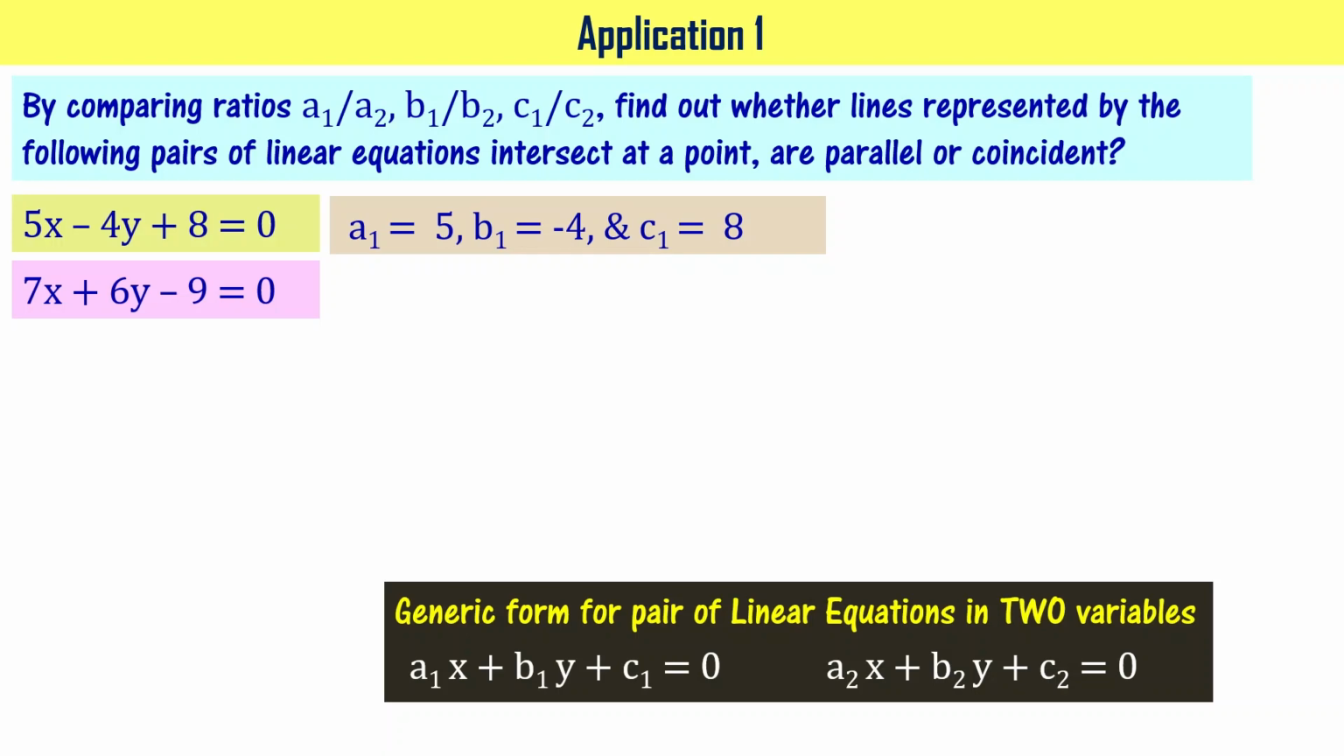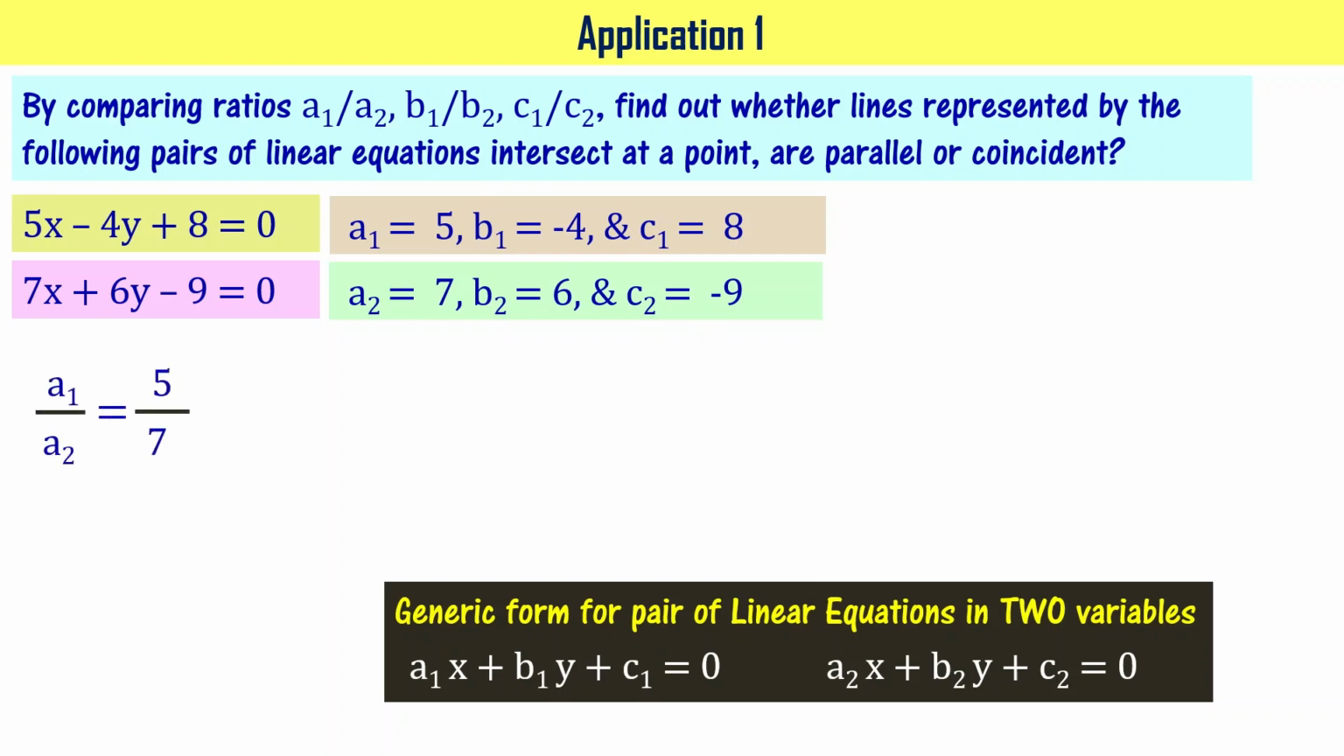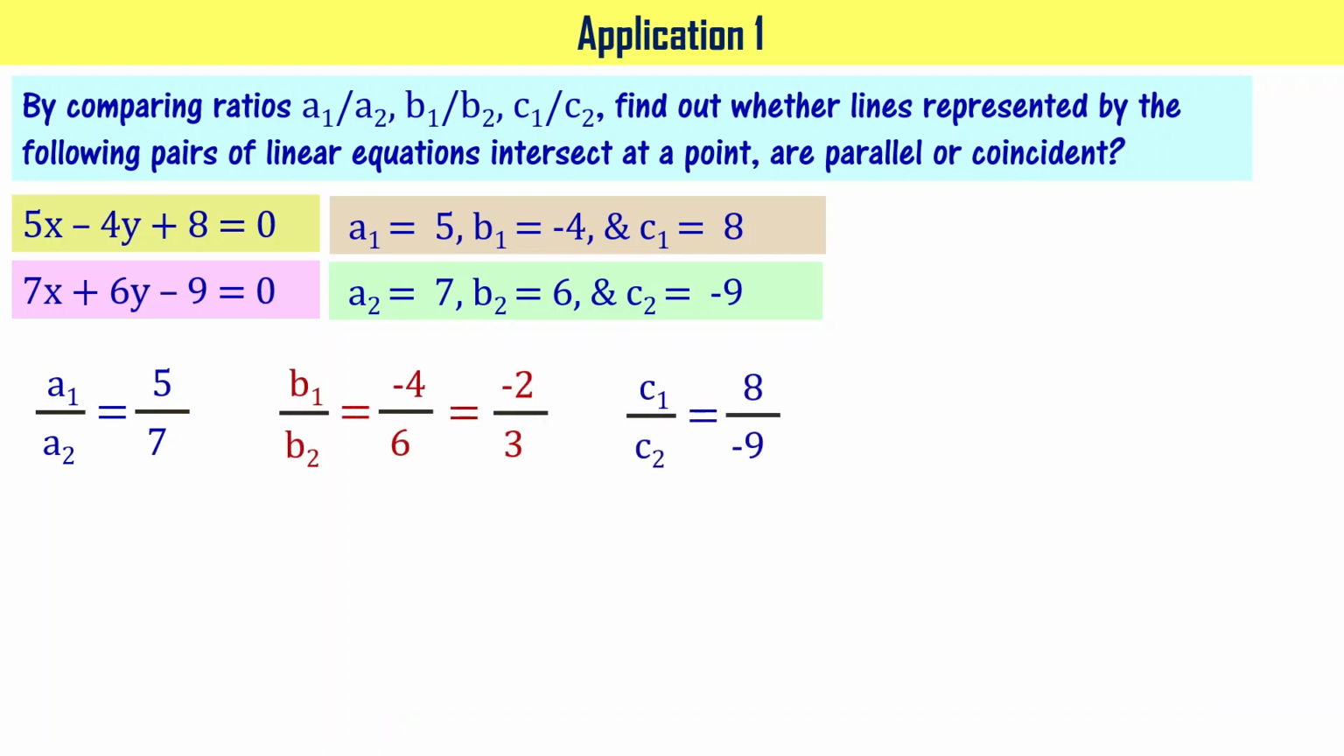Let's now compare the second equation with a2x plus b2y plus c2 equal to 0. So a2 equal to 7, b2 equal to 6, and c2 equal to minus 9. Let's take their ratio. a1 by a2 equal to 5 by 7, b1 by b2 equal to minus 2 by 3, and c1 by c2 equal to 8 by minus 9. It means a1 by a2 is not equal to b1 by b2, that is also not equal to c1 by c2, but we don't really worry about that.